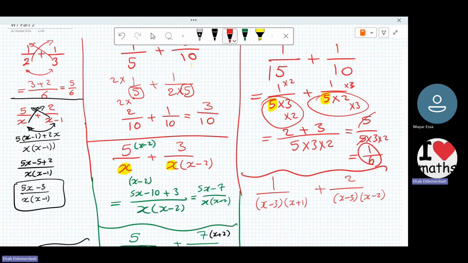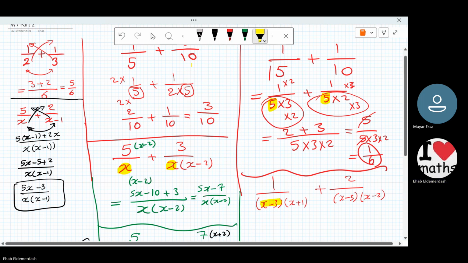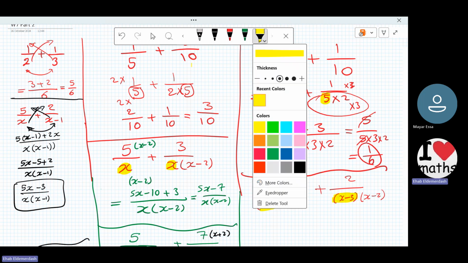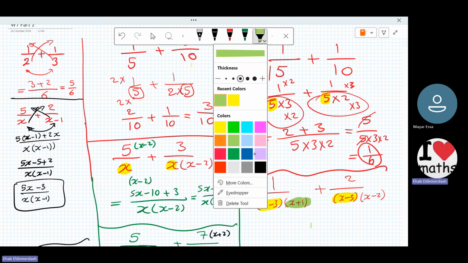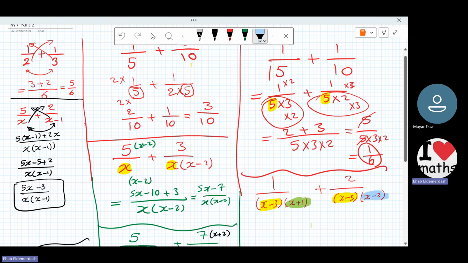I already have x minus 3, it's there. One part is there. Let's look for the two different ones we have. We have x plus 1, and the other twin, x minus 2, the blue. I want the denominator to contain the three colors, yellow, green and blue. I want all three to be present. That's what we call the common denominator. It contains all the denominators, all the factors.